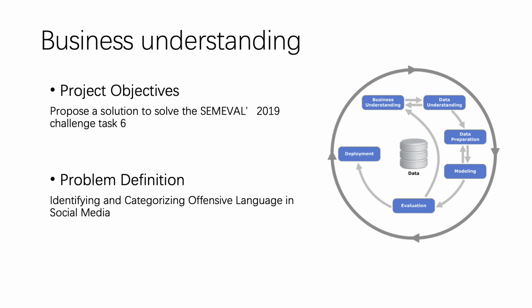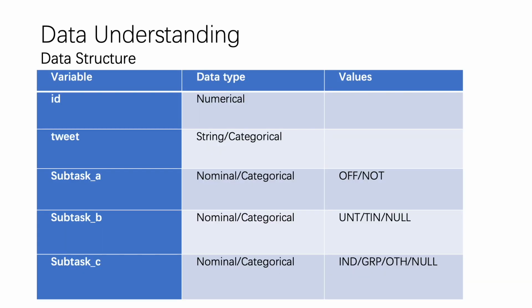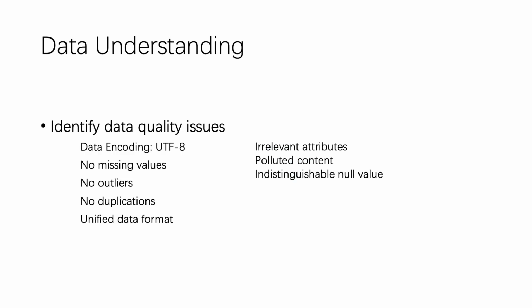Here, a categorized dataset of collected tweets is used for exploration. First, let's take a look at the data structure. We can see that there are 5 attributes, ID being the ID, and tweet is a short text on Twitter. Subtasks A, B and C are categories of tweets. There are different classes for each subtask. The overall quality of this dataset is good. There are no misses or duplicates found in the dataset. Also, all data were encoded and formatted in the same way.